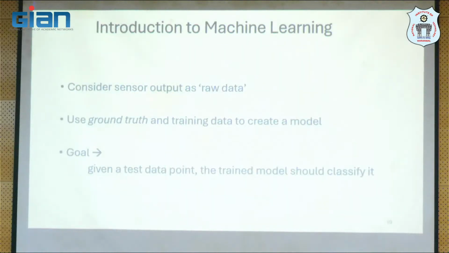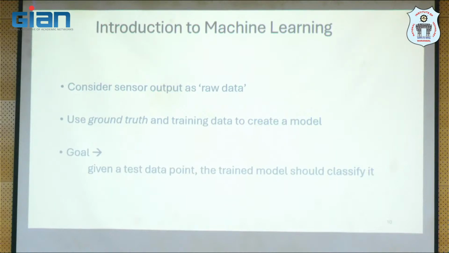The whole idea of machine learning is something very simple, as captured on this slide. Let's consider all the sensor information as our raw data, and for the purposes of the first few algorithms, let's assume that when we collected the data, we know whether it came from a healthy condition or a faulty condition. So the ground truth, which is also called the label, is known to us.